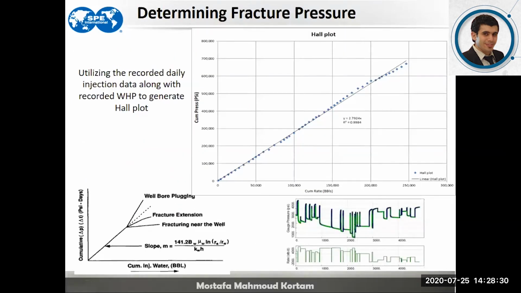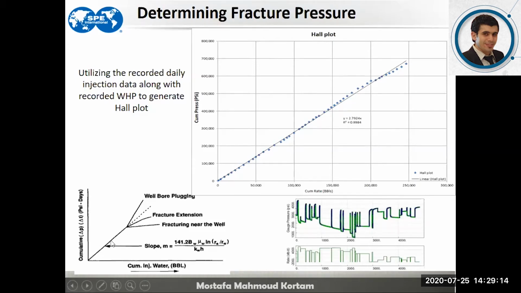Also, we utilized the recorded data, the daily injection data, along with the recorded wellhead pressure for the injection wells, in order to plot and draw Hall plots. Yesterday we explained that with the pressure data and the daily rate data, we can calculate the cumulative rate versus the cumulative pressure over time, then use that cumulative rate and cumulative pressure to plot them and get the Hall plot.